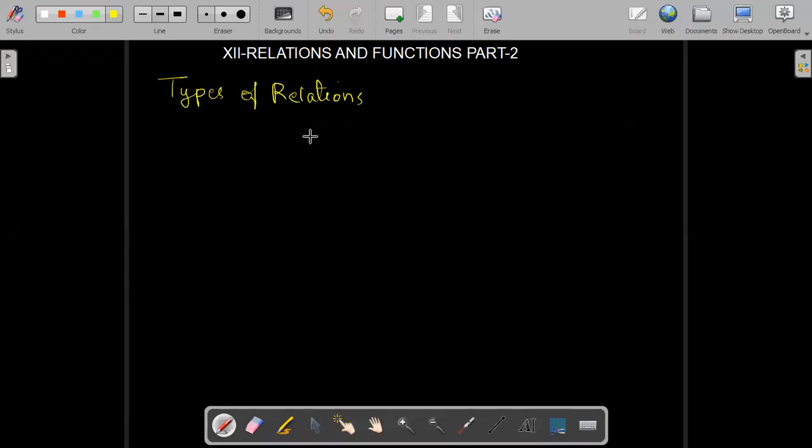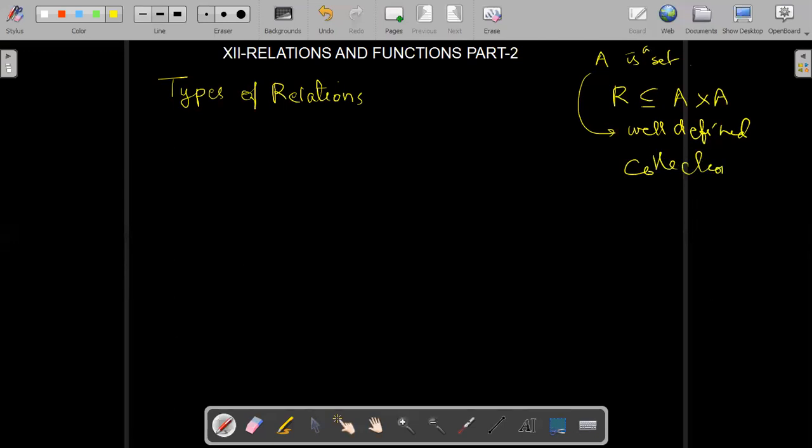Okay, now we will see the types of relations. As we have seen, a relation is a subset of the Cartesian product A cross A, where A is a set. And what is the definition of a set? A well-defined collection of objects is called a set. This we studied in the previous class.